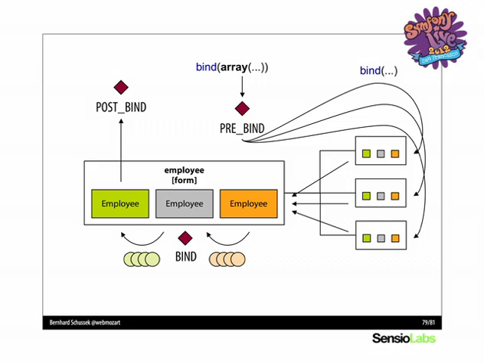And the post-bind event can be used, for example, for validation. You know that after the post-bind event, no changes will occur anymore in the form tree. No data transformers will be applied anymore. These values are static. So the post-bind event can do anything which is just introspecting the form tree, doing logic based on that. Okay?